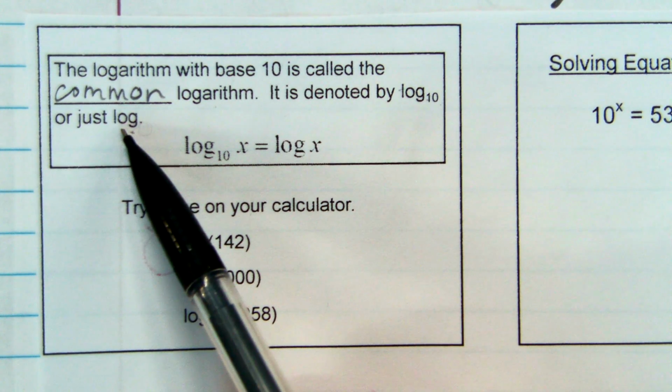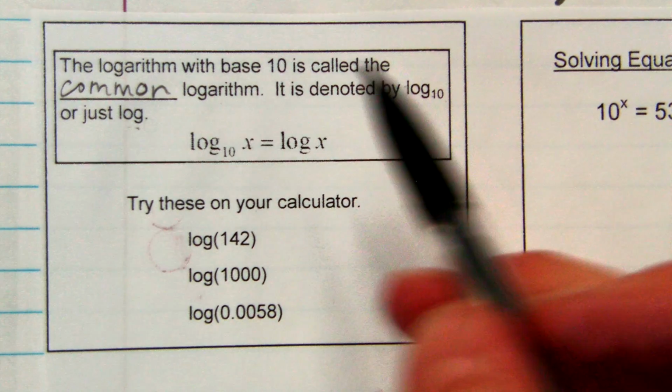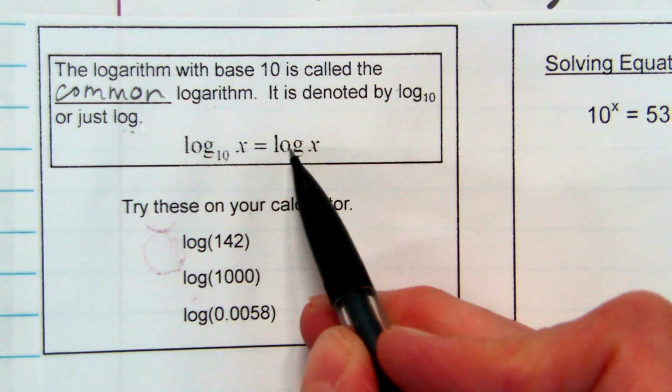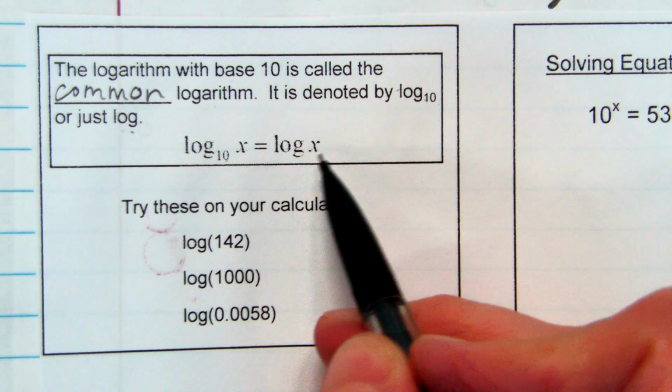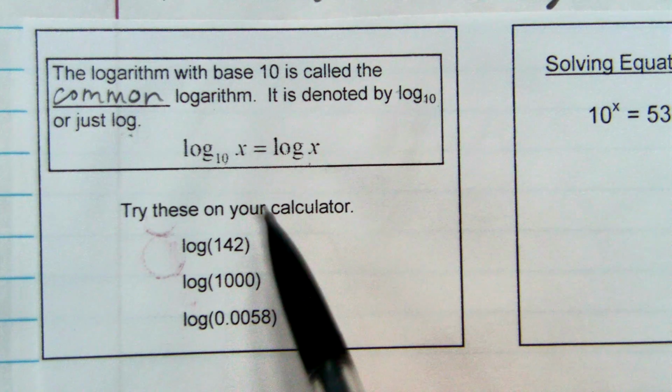It's called a common log because our number system is base 10, and so they're used more than any others in science and math. Okay? And there's even a button for it. So if you see log base 10, they use it so much that they decided this is the one we're going to do a shortcut for. We're going to leave the 10 off. Okay? So it says try these on your calculator.